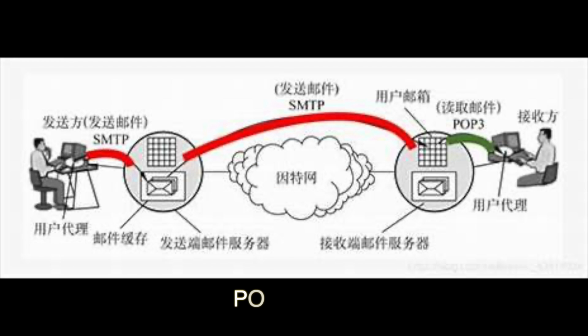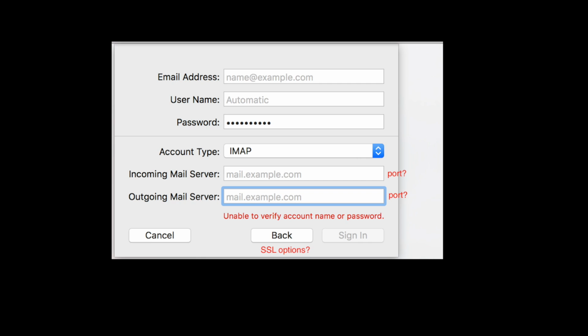POP3, the Post Office Protocol, is an application layer internet standard protocol used by email clients to retrieve email from a mail server. POP version 3 is the version in common use, and along with IMAP, the most common protocol for email retrieval. In computing, the Internet Message Access Protocol is an internet standard protocol used by email clients to retrieve email messages from a mail server over a TCP/IP connection.